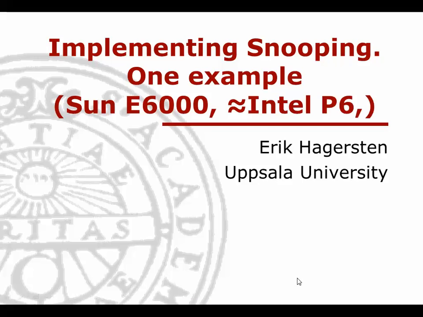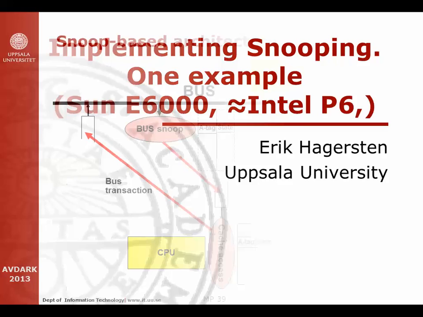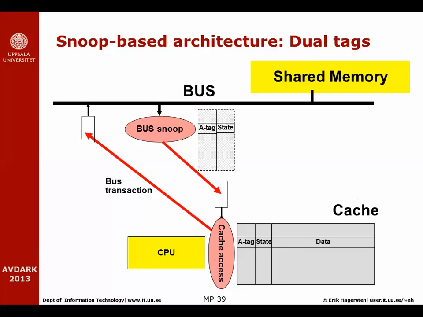We're going to lift the hood of some real implementations of cache coherence and go down one more level of detail on exactly how this can be implemented in real hardware. This example is the cache coherence protocol found in a system called Enterprise Server 6000 at Sun, and it's very similar to the P6 cache coherence protocol that Intel implemented as well. We're going to look at a specific implementation of cache coherence, which is called dual tag cache coherence.